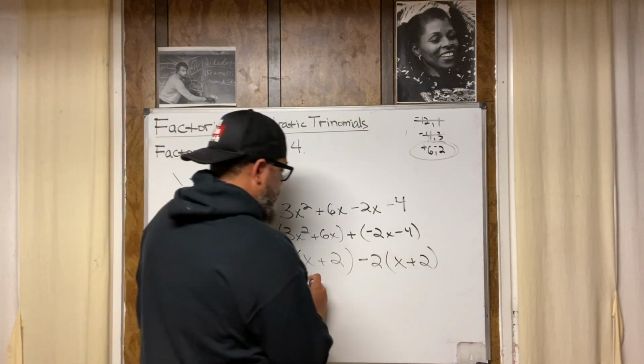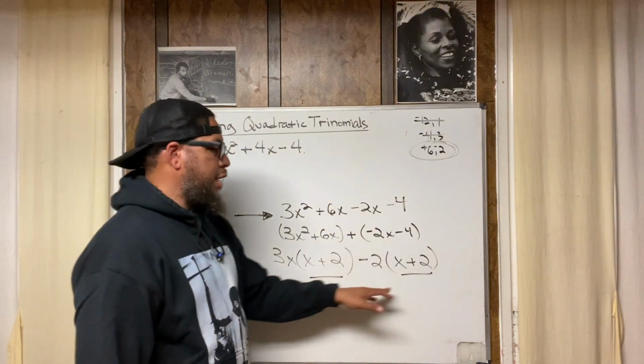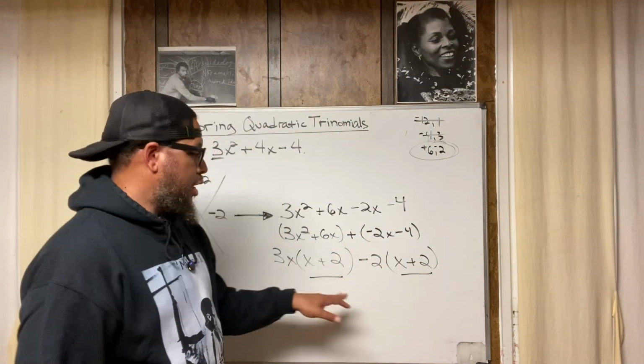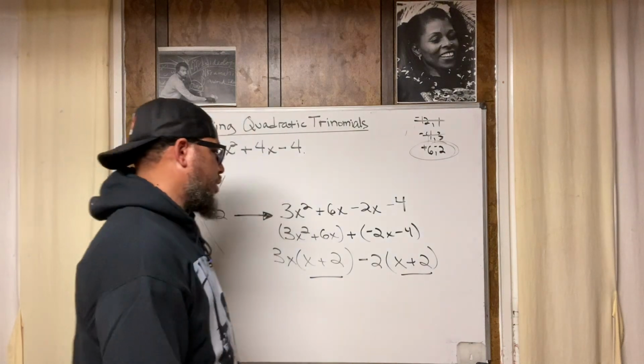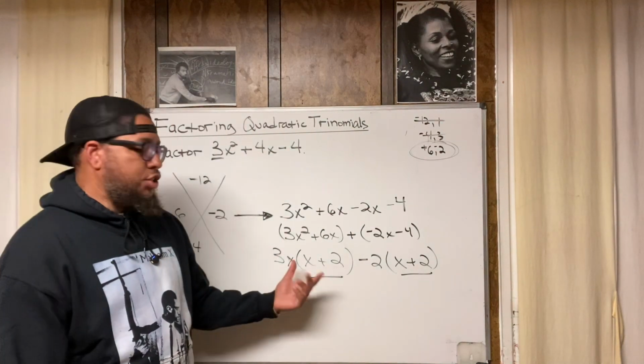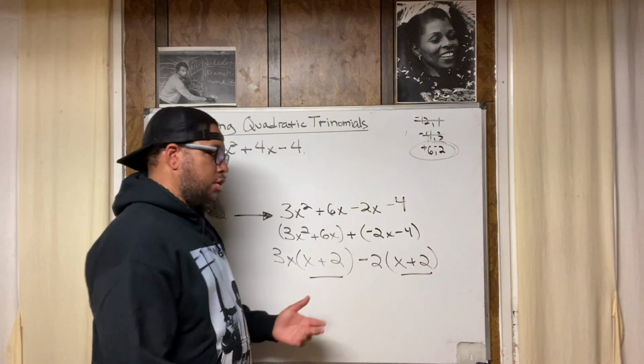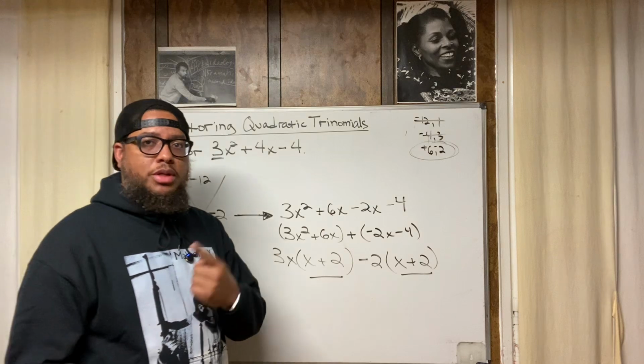We got two binomials that match up. x plus 2 here, x plus 2 here, right? x plus 2 here, x plus 2 here. So that now we're basically finding a GCF again. A GCF could be a binomial. It could be a trinomial, right? It doesn't always have to be a single monomial or a single term.